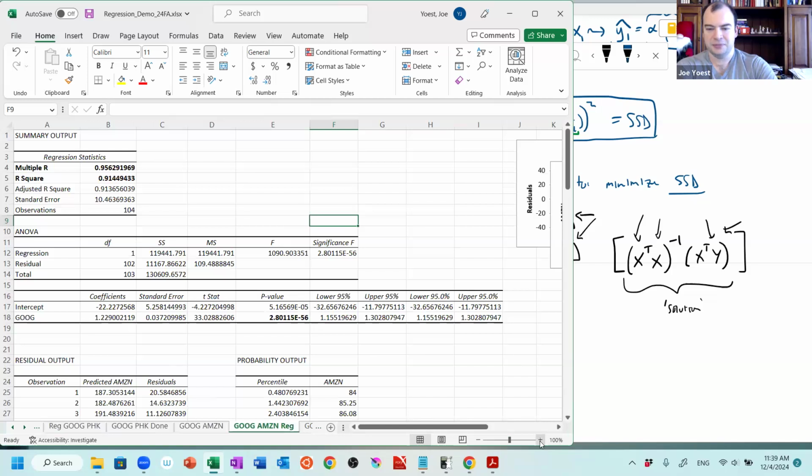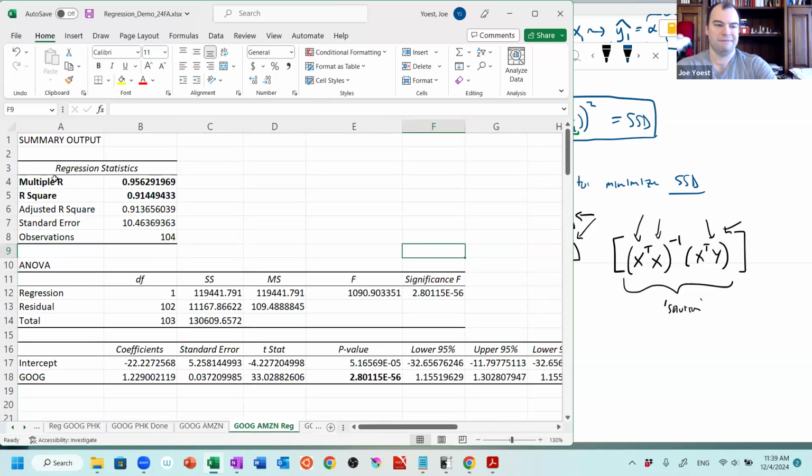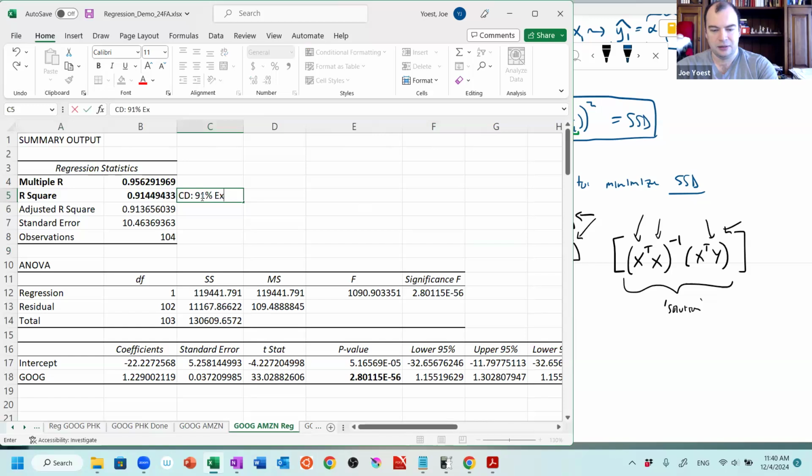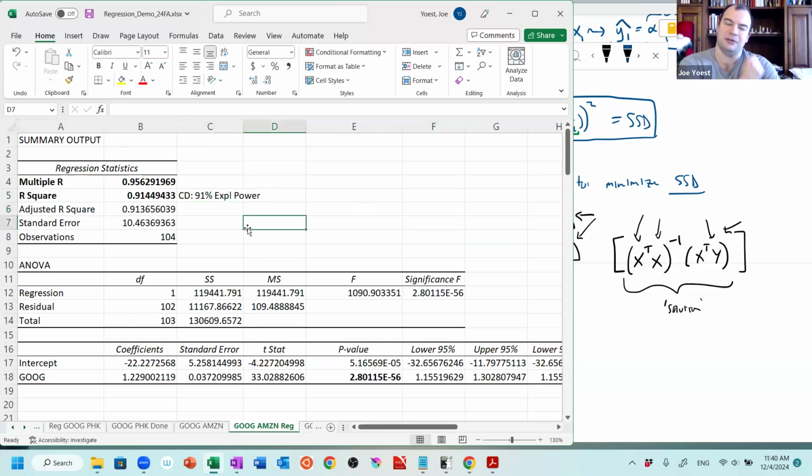If we run the regression, I see my correlation of 0.95 or so. My R squared, my coefficient of determination, is about 91%. Remember, that's the explanatory power of the model. In other words, if I look at Google's stock price, my knowledge about what Google's doing explains about 90% of what Amazon's doing, and there's about 10% left unexplained. I'm quite happy with this explanatory power. This is a really strong model as long as everything else looks good.